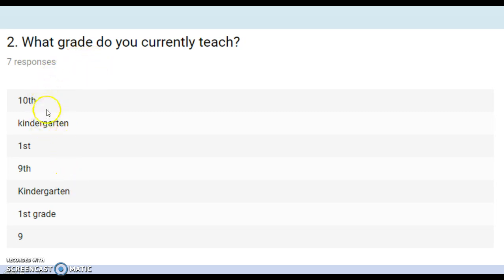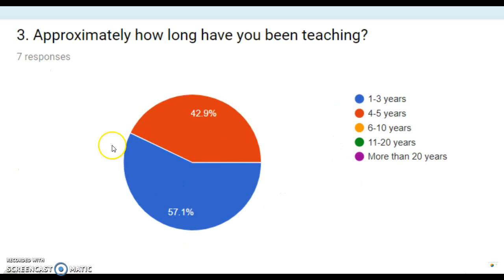My next question was, what grade do you currently teach? Right here, I got a variation from kindergarten all the way to 10th grade in high school. This is something that I really liked because I wanted to see how it could vary between grade levels. And then question 3, approximately how long have you been teaching? This was just a general question because maybe the teachers that have been teaching for a longer time, the veterans, use different tools or have different beliefs compared to the rookie or newer teachers.